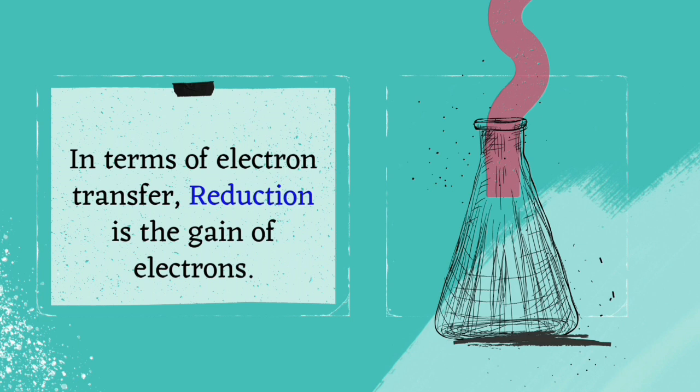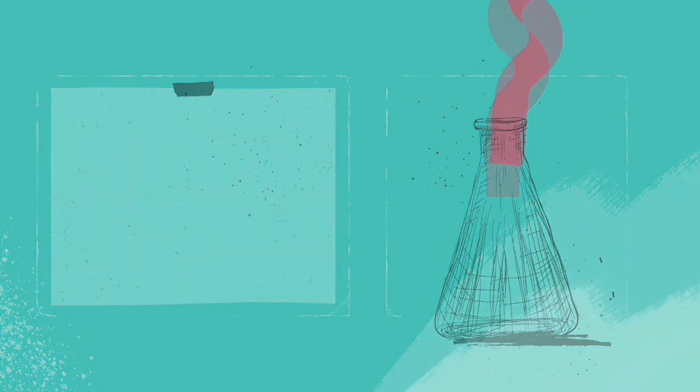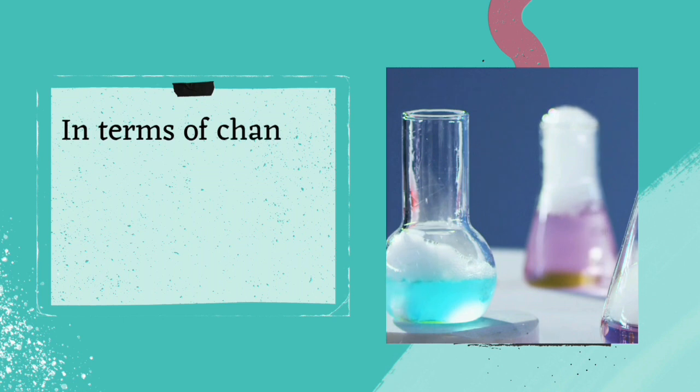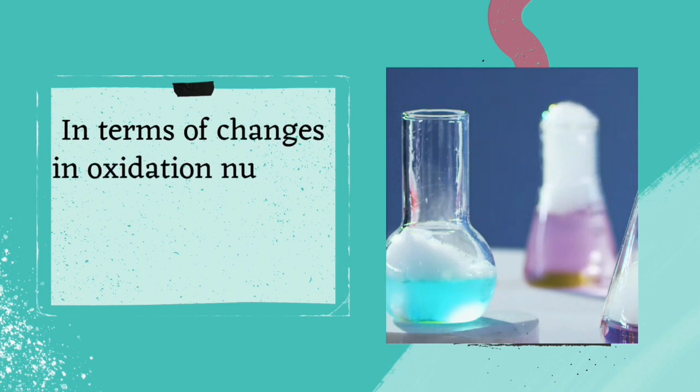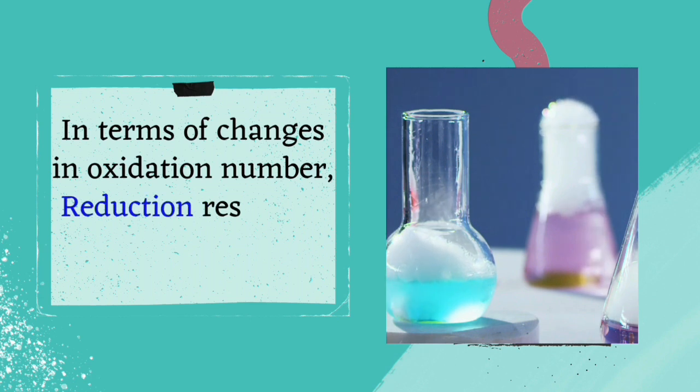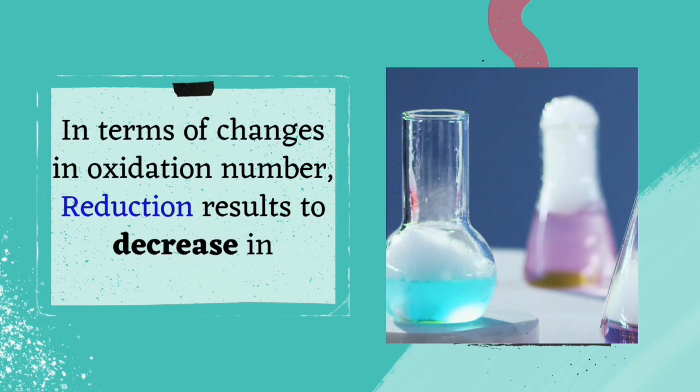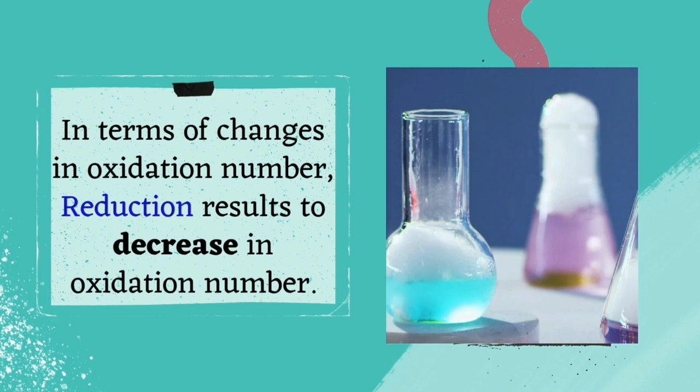Reduction, again, in terms of changes in oxidation number, we might guess too, since it is the opposite of oxidation. Reduction results in a decrease in oxidation number since it is the receiver, hence a negative. So reduction results in a decrease in oxidation number as an opposite to oxidation, which results in an increase in oxidation number.